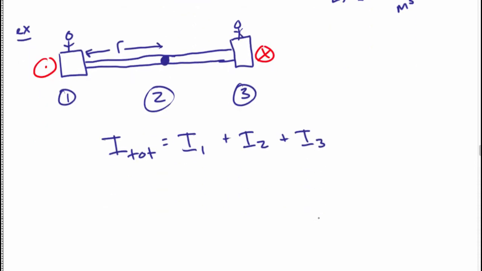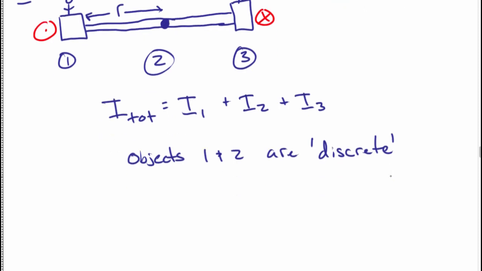Fair enough. I look at this picture and I say the boxes themselves are not terribly large compared to the radius of the system, the distance to the axis they're rotating around. The radii are small, so I would say that objects 1 and 2 are discrete. And I would treat them, when I'm calculating the moment of inertia, as discrete objects. So when I say objects 1 and 2, what I really mean is objects 1 and 3.